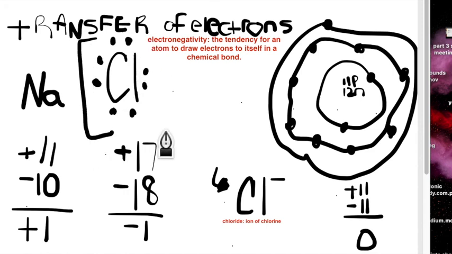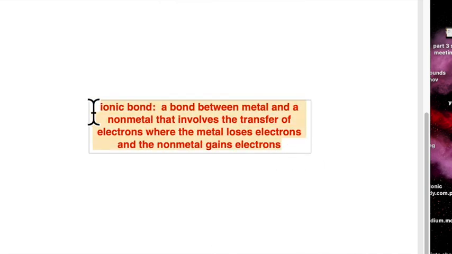So chlorine wants to gain and sodium wants to lose. The metals gain electrons, the nonmetals lose electrons. Remember that when you're talking about ions and ionic bonding, the nonmetals gain and the metals lose. Okay?